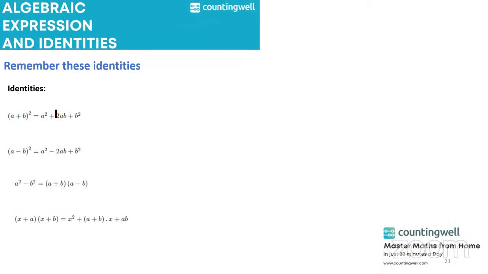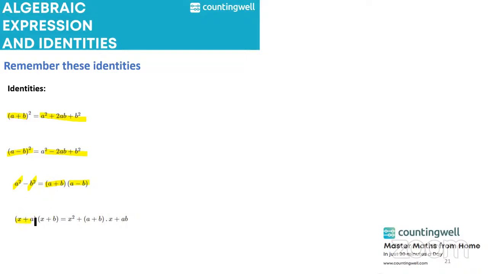Also, you have to remember these identities. A plus b into a plus b, which is a plus b whole square, is a square plus 2ab plus b square. A minus b into a minus b, or a minus b whole square, is a square minus 2ab plus b square. Or one term square minus other term square is sum of the two terms into the difference of the two terms. Take care while you are using the brackets.